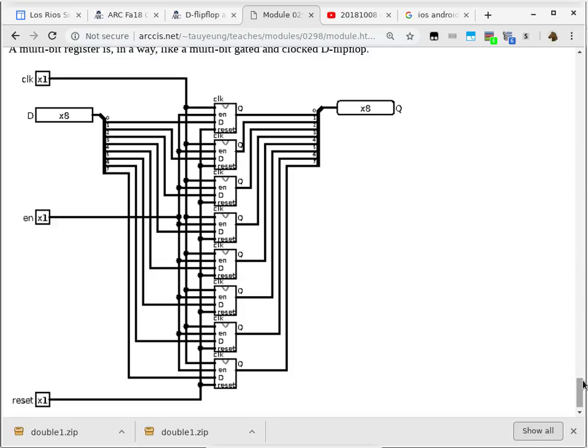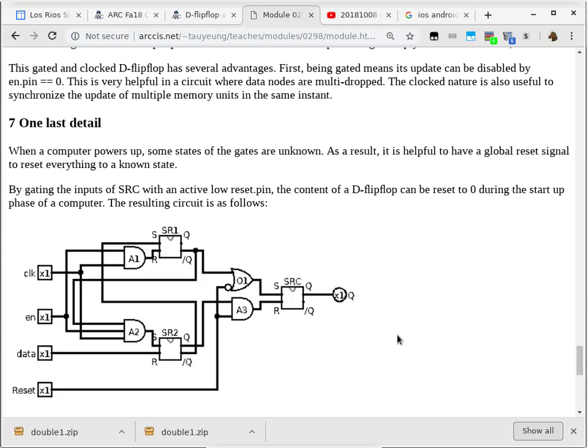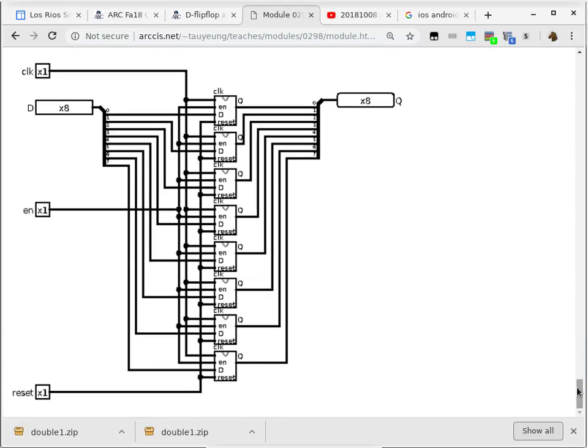Because that basically is what a register is. A register is a bank of bit D flip-flops, and each D flip-flop is resettable, gated, and clocked. Yep. So all these boxes right here, those are D flip-flops? Yes. So each one of these D flip-flops is actually this. And then together, this entire thing is called a register.